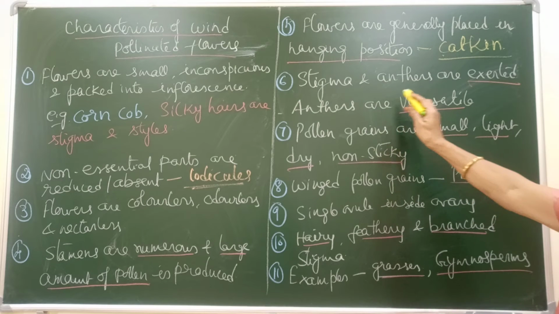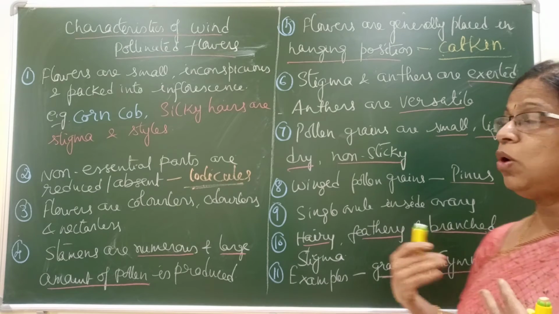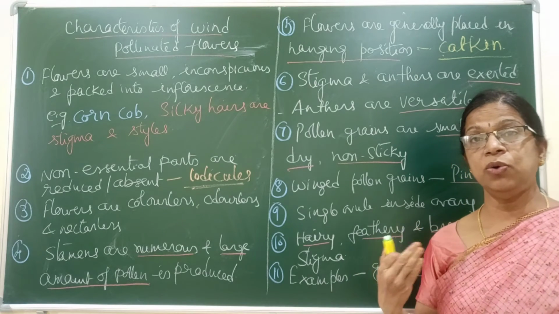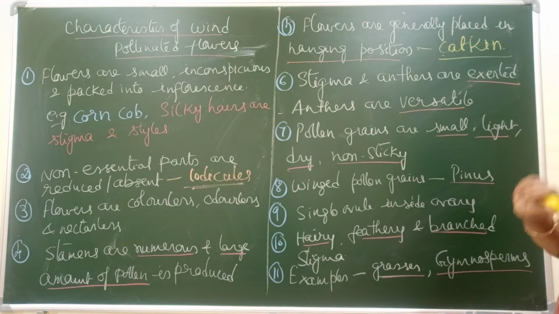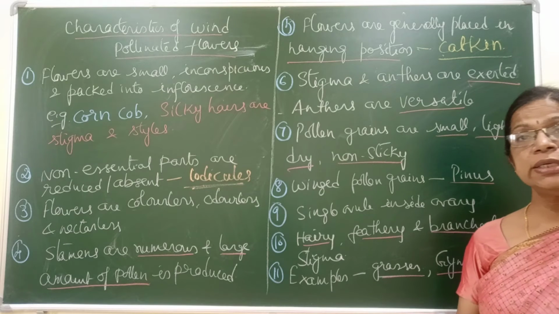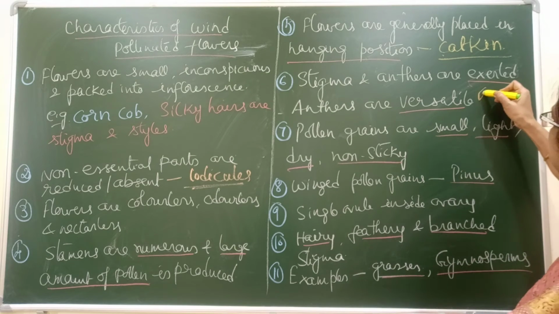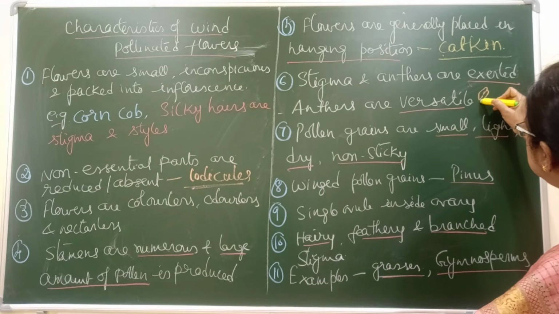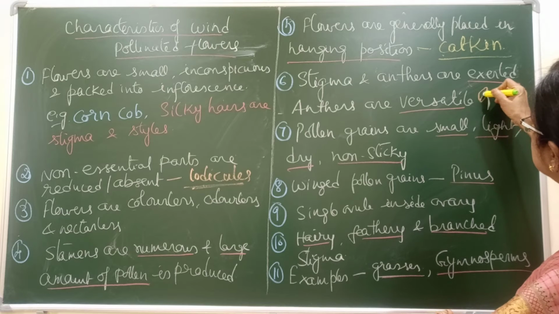The next one, stigma and anthers are exserted. Exserted means they come out of the petals. Their length is more than the petals. Such a condition is called exserted. And anthers are of versatile fixation. Versatile fixation means the filament will be exactly at the center of the anther.